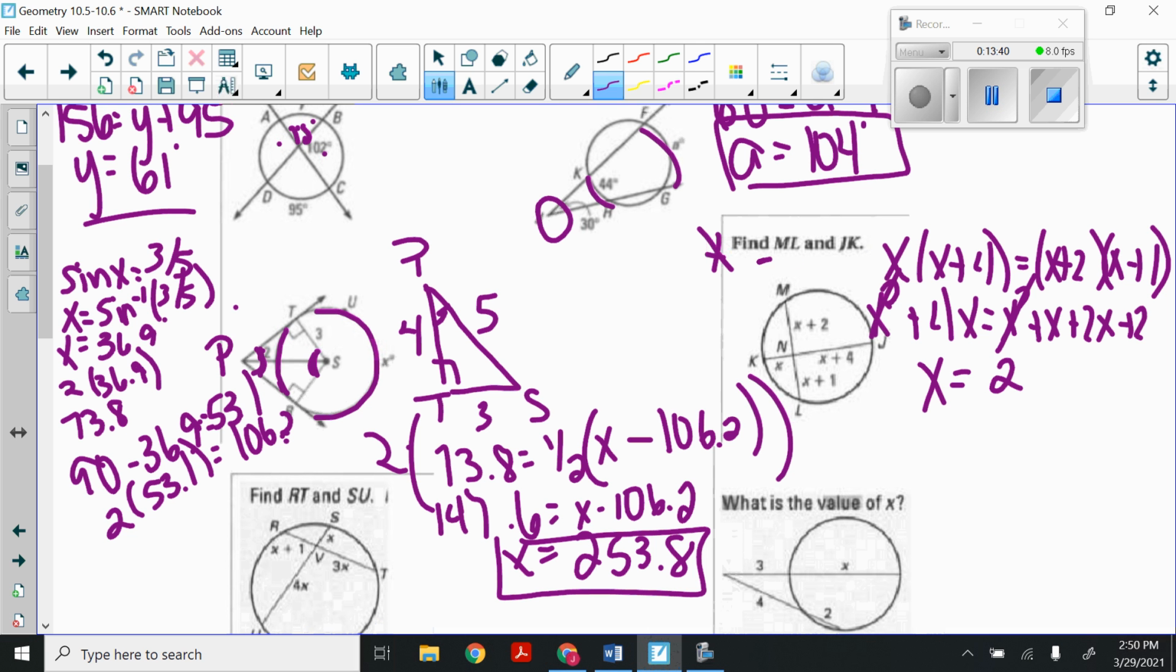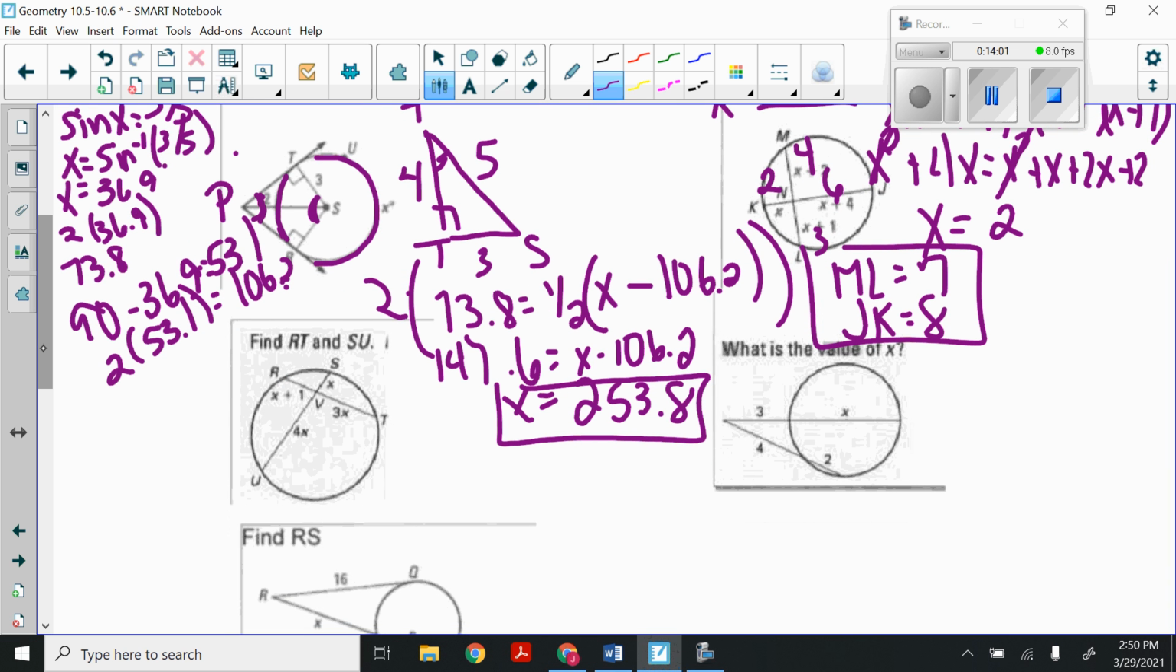So now they asked me to find ML, so I need to plug that in. So M to L. If I plug 2 in here, I get 4 and 3. So M to L is 7. J to K is 2 and 6 is 8. Okay.